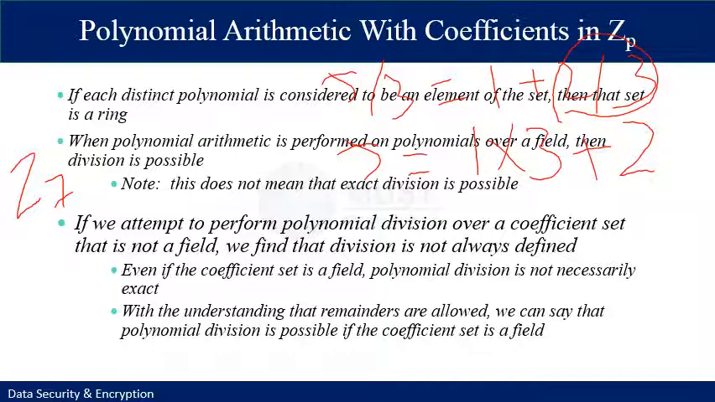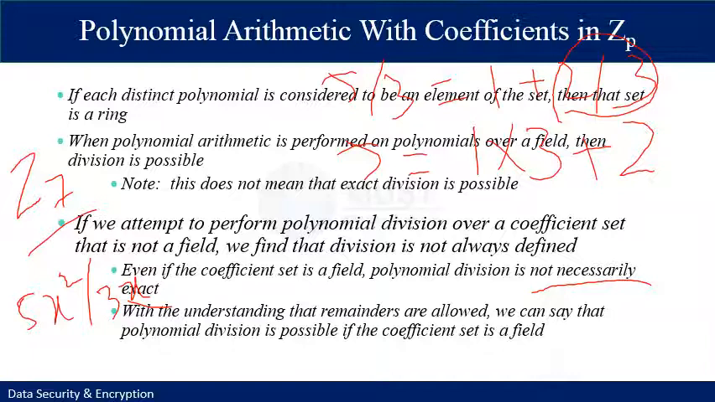Now if we attempt to perform polynomial division over a coefficient set that is not a field, we find the division is not always defined. Even if the coefficient set is a field, polynomial division is not necessarily exact. With this understanding that remainders are allowed, we can say that polynomial division is possible if the coefficient set is a field, but not necessarily exact. For example, considering this case, we have the expression 5x squared divided by 3x.